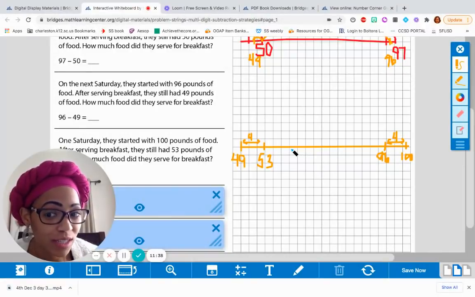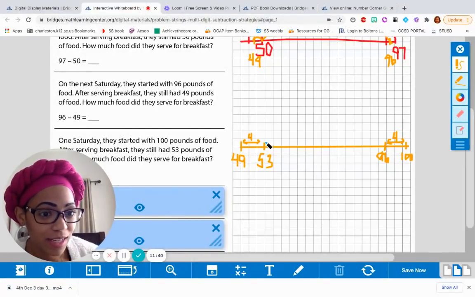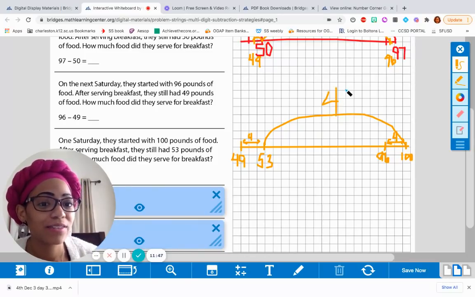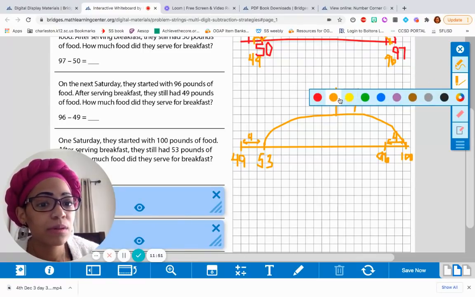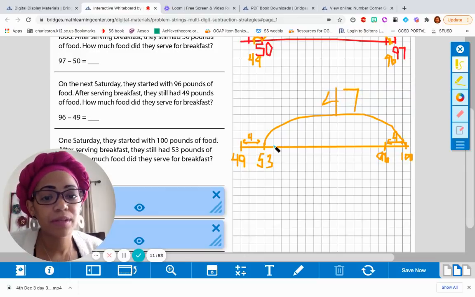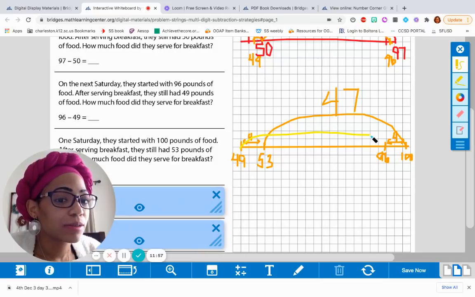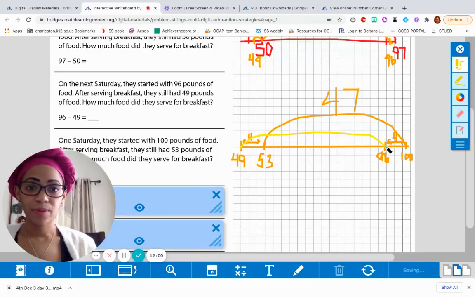So 100 minus 53 is what? It is still 47. 47 is our magic number. And if I were to show you 49 to 96 on the same number line, here's my 47 here. Okay?